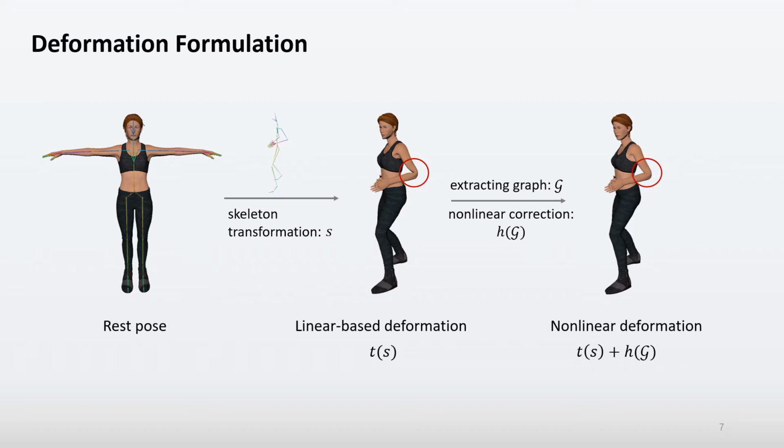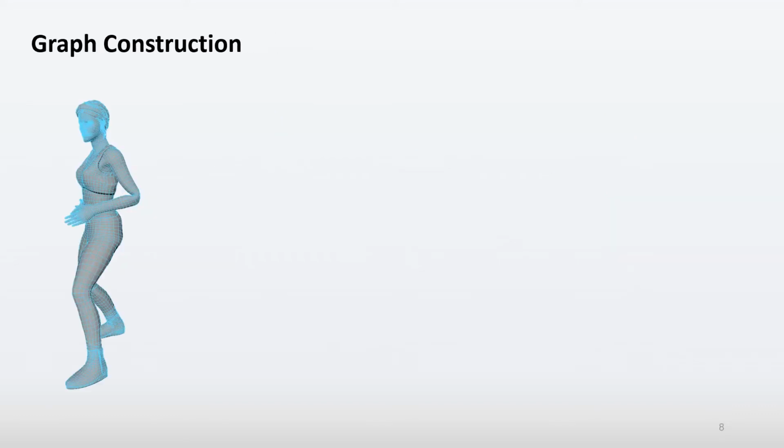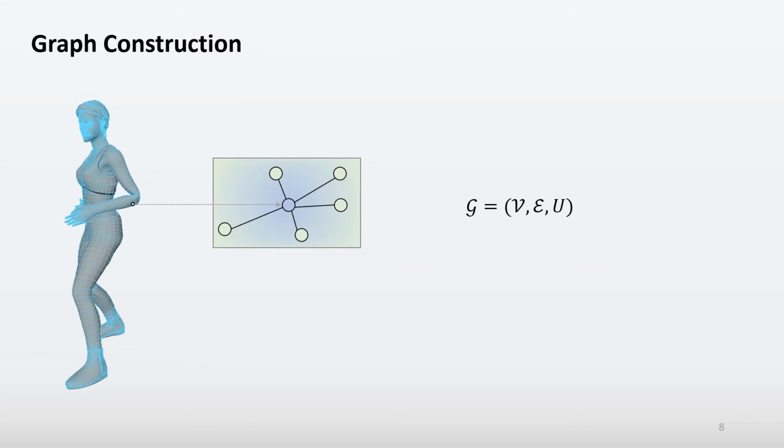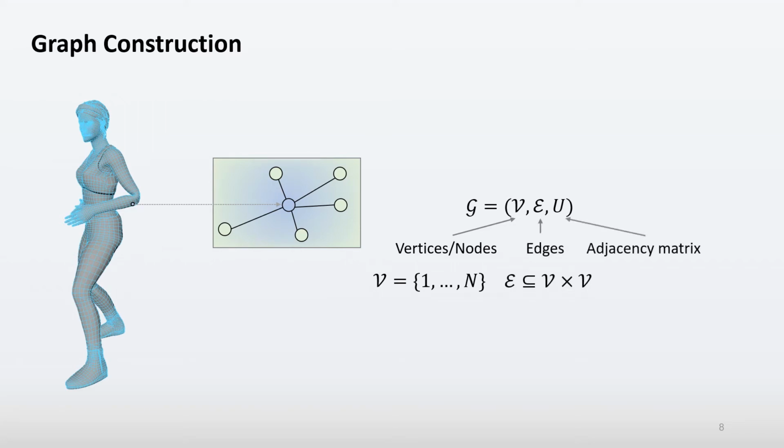We next introduce how to construct the mesh graph G. We expect the input of our network to be the graph G, which stores features of vertices and edges. Here, V denotes the set of vertices, and E represents the edges. The adjacency matrix U indicates whether there is an edge between pairs of nodes.